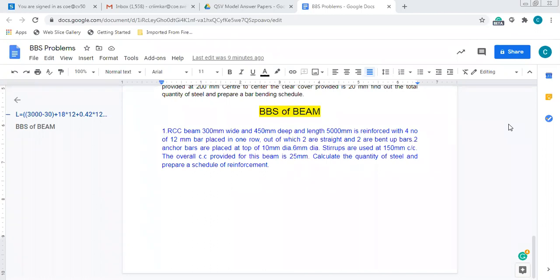and we have to prepare the schedule of reinforcement. So there is one beam having the dimensions 300 width, 450 depth, and 5000 length. There is an RCC beam which is reinforced with two types of bars. The first bar is placed in one row, four in number, out of which two are straight and two are bent up bars. The second bar, that is our anchor bars, are placed at the top having 10 diameter. So at first one must understand how the beam section, or what will be the front view of that particular beam.